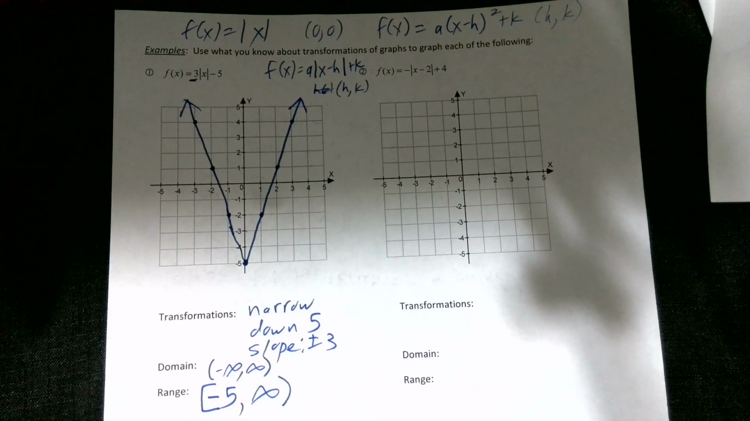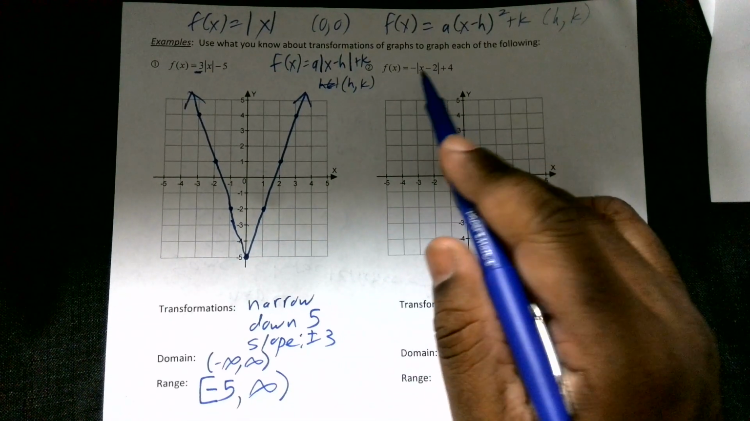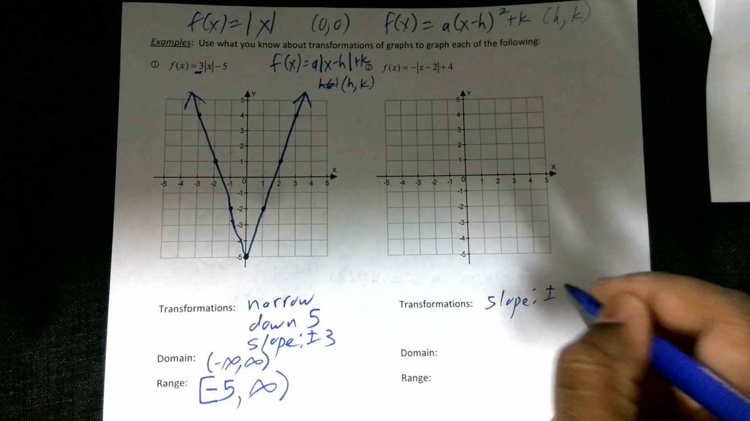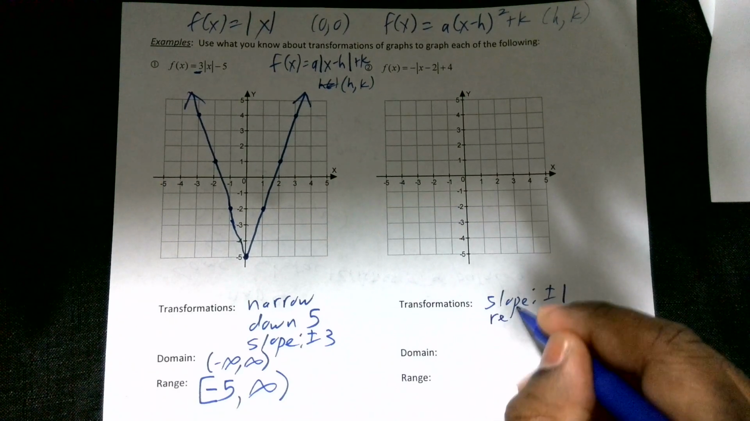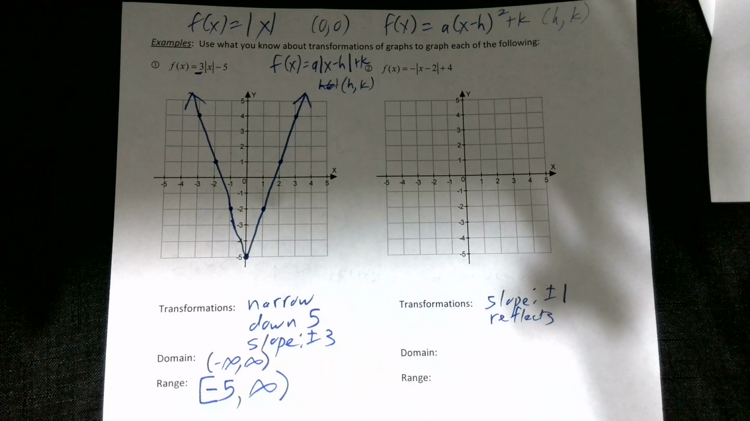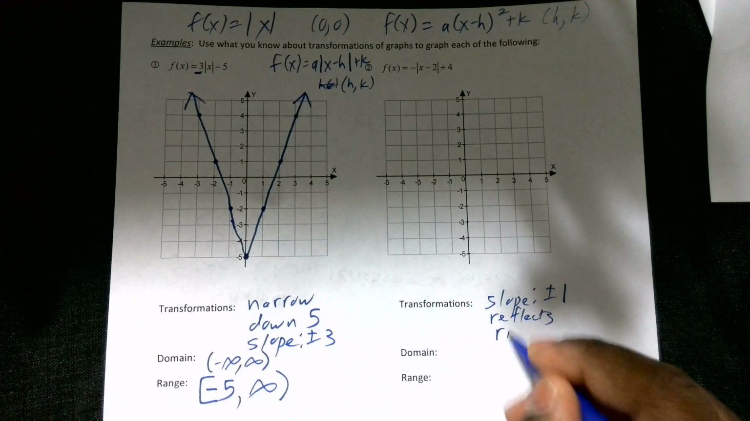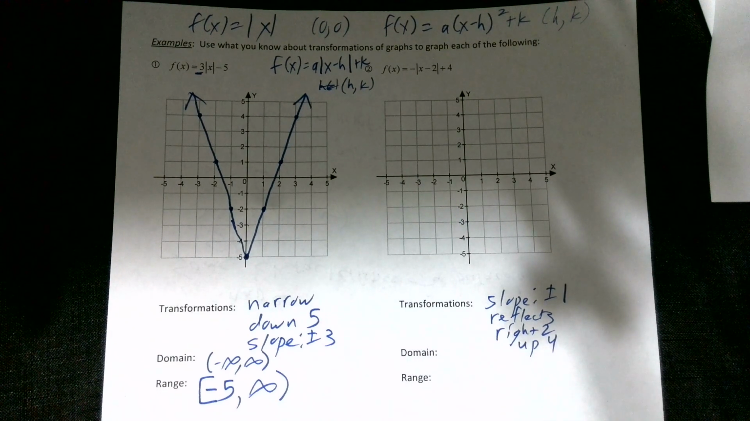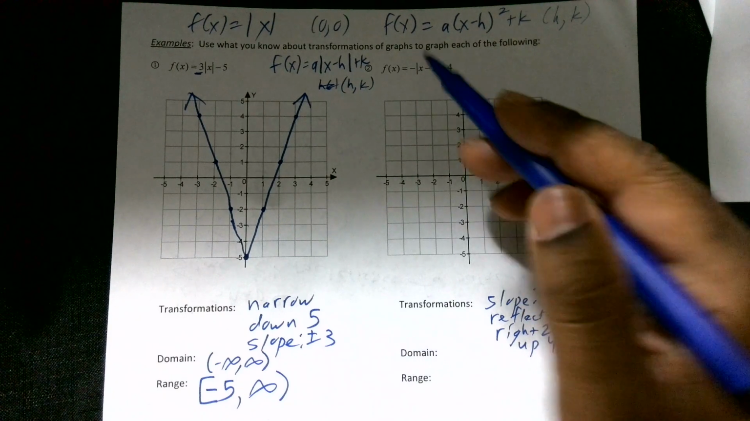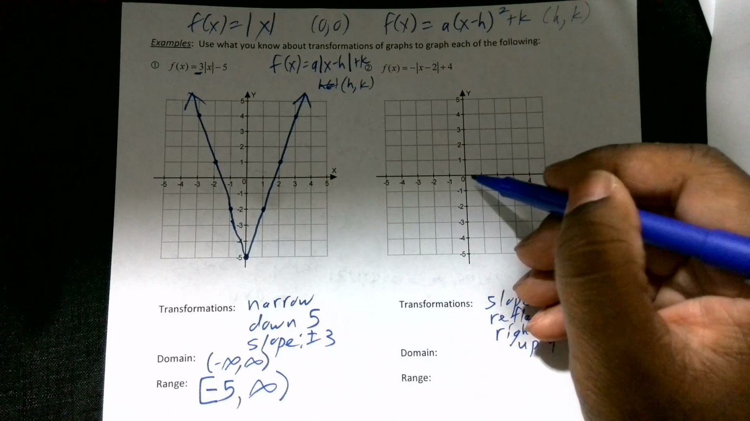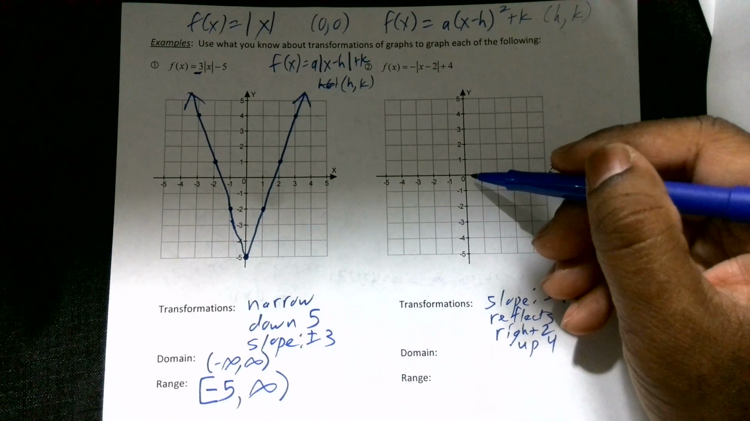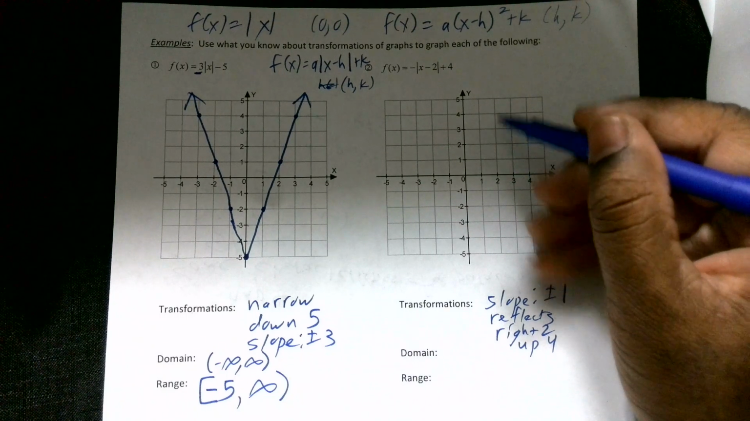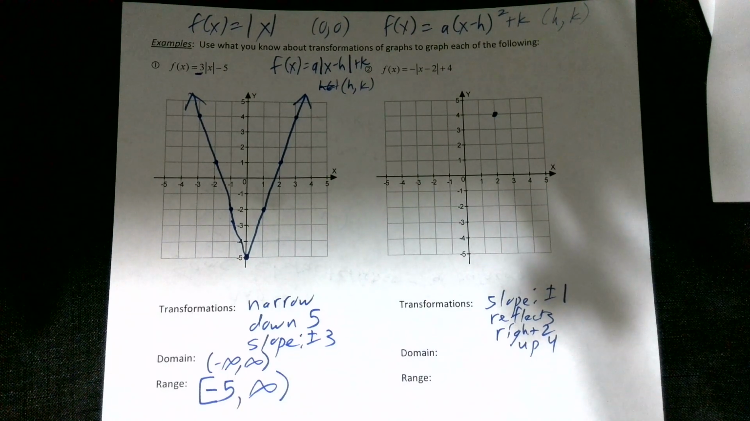Now we move on to the next problem. Now if we look here, we know we could do the slope. It'll be the slope, which will be positive or negative 1. We know it also reflects, because the a is negative. We know we would go to the right 2, and then up 4. So again, we would start at the initial point, which is 0, 0, from the f of x is equal to the absolute value of x. And what's important for us here is that we would go to the right 2 and then up 4 to get our initial point.